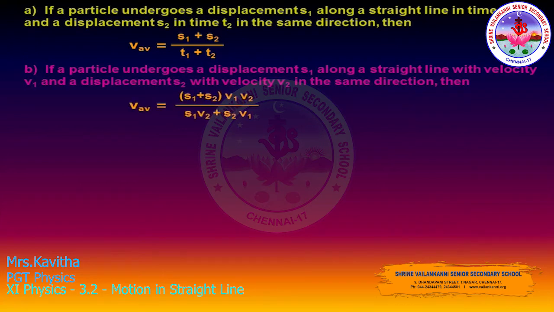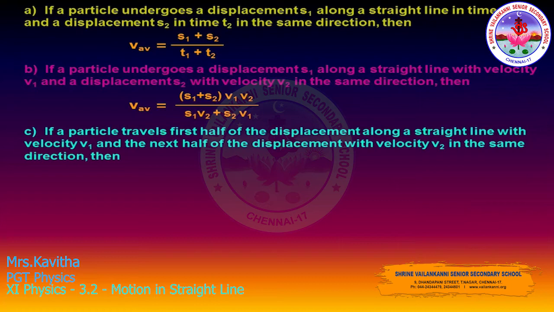Case 2: if a particle undergoes a displacement S1 along a straight line with velocity V1 and a displacement S2 with velocity V2 in the same direction, then V average is equal to S1 plus S2 into V1 V2 by S1 V2 plus S2 V1. Understand? If a particle travels the first half of the displacement along a straight line with velocity V1 and the next half with velocity V2 in the same direction, then the average is 2 V1 V2 by V1 plus V2, right?